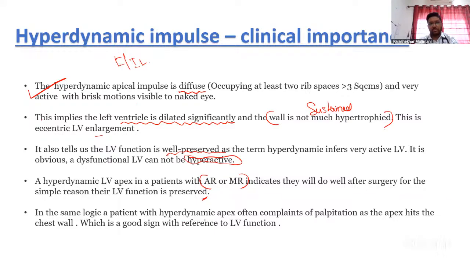And by the same logic, a patient with a hyperdynamic apex often complains of palpitation as a very prominent symptom, as their apex hits the chest wall very commonly. It does not mean that palpitation is a good sign for LV function, but what we mean here is whenever you see a hyperdynamic impulse and your diagnosis is mitral regurgitation or aortic regurgitation, it's the best time to get their valve repaired. Once they go into chronic failure, even after repairing a valve, the mortality cannot improve.